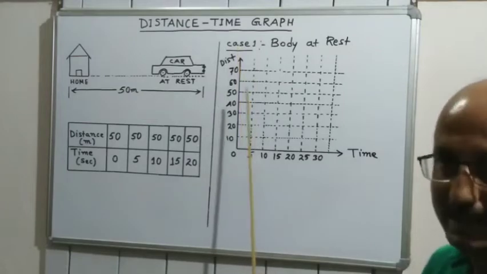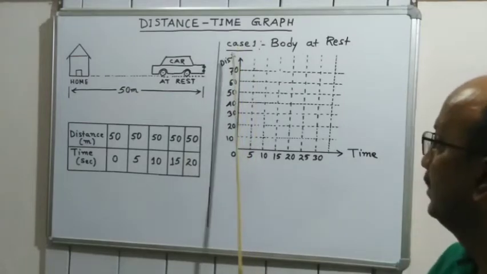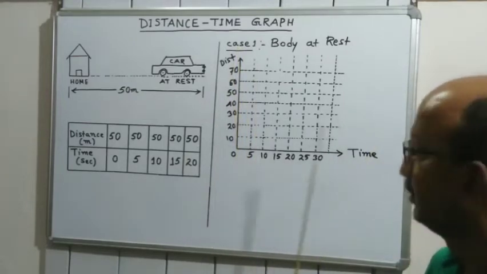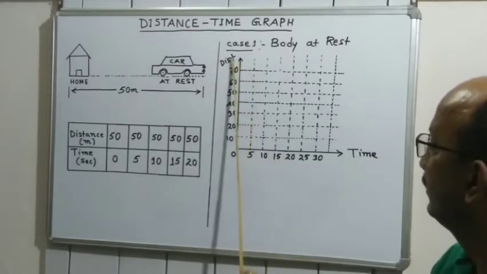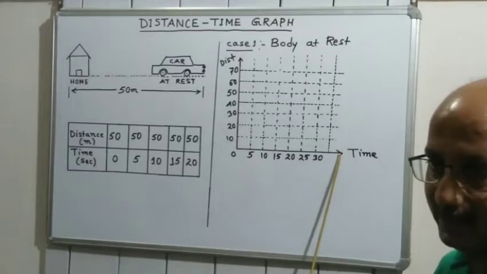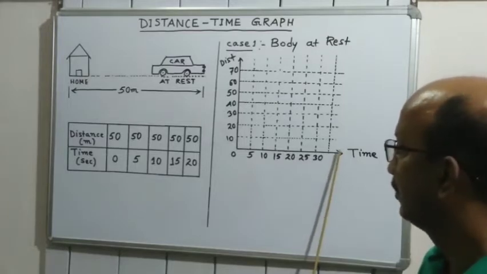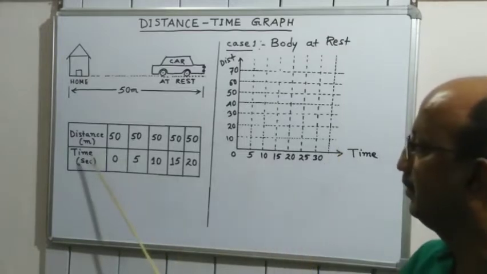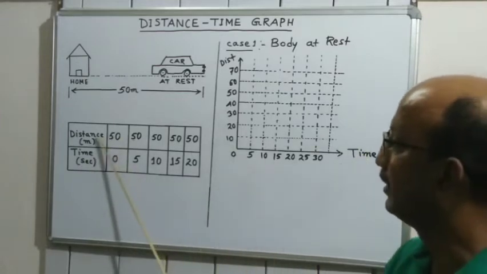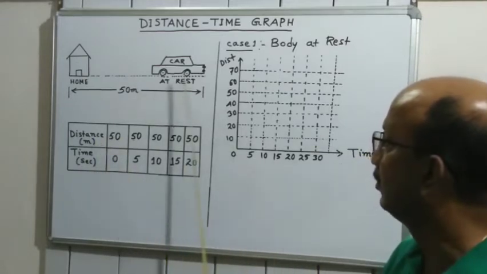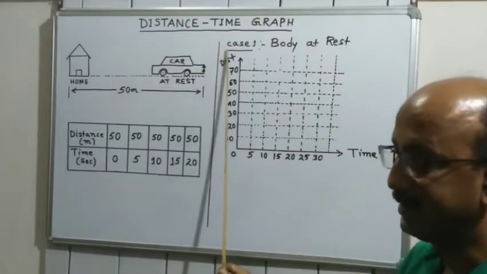Here we need a graph paper. I have taken this graph sheet. Here, this is your y-axis and that is your x-axis. Just remember that we always plot time along the x-axis and the other quantity, which is distance, is plotted along the y-axis.